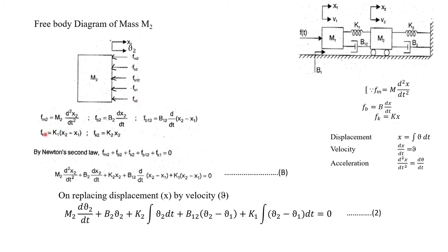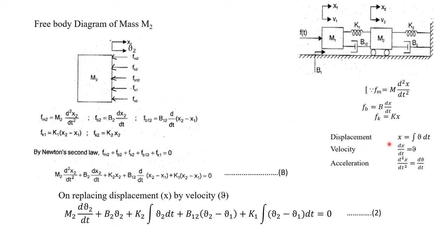Now we have to write the value of the opposing forces. What is Fm2? m2 into d square x2 divided by dt square. We know the formula for Fm2. See here, this is the formula for Fm: m into d square x by dt square. Based on this formula, here the displacement is x2, so we can write it as d square x2 by dt square. Now Fb2. Before writing this Fb2, we have to see where this b2 is connected. b2 is connected only to this m2, so directly we can write the formula because it is not related to m1.